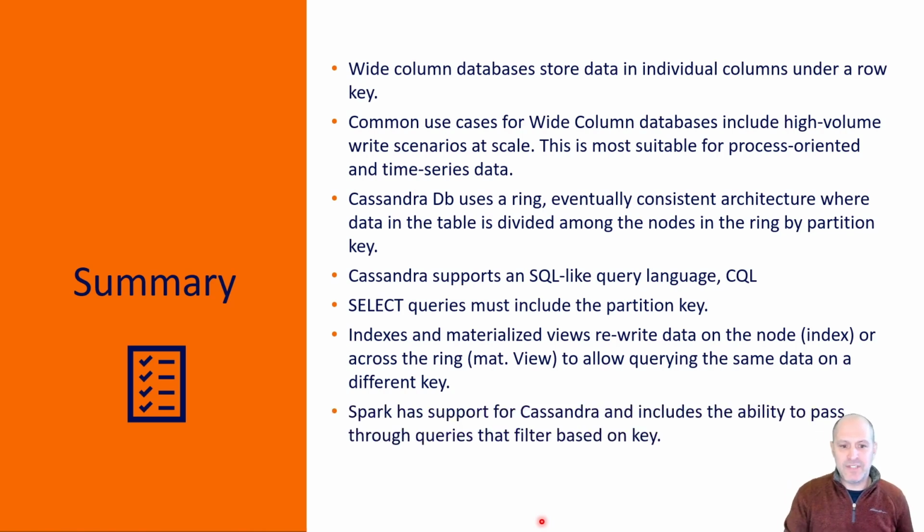Spark has support for Cassandra and the ability to pass through queries based on the filter from Spark to Cassandra, and it will use whatever index or keys you have set up accordingly. And you just have to be very careful to not do something there that is going to request more data than you want from Cassandra, because Cassandra has no way to filter it.